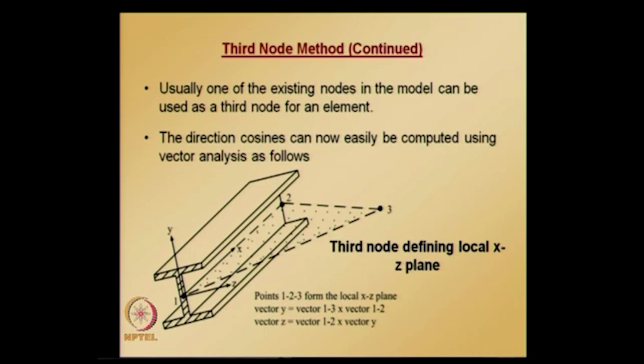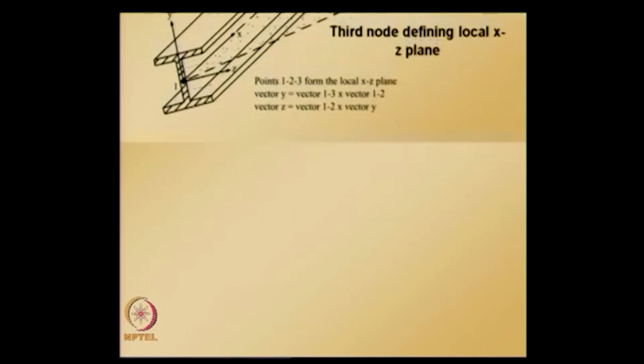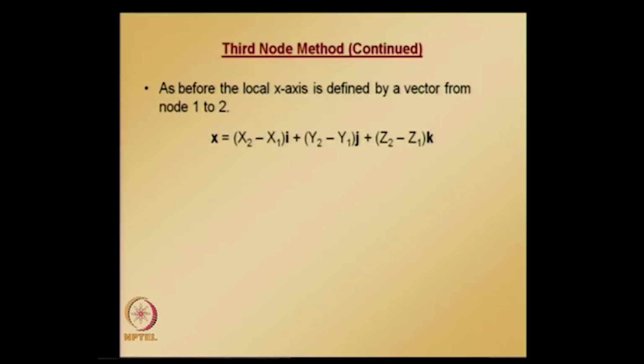So now let us see how to get a vector along the local x axis. You can see the local x axis is lying along a vector which is going from node 1 to node 2. So we can easily calculate, as before, the local x axis is defined by the vector going from node 1 to node 2. The vector along the local x axis we can obtain using this, and if you normalize this, you are going to get a unit vector.